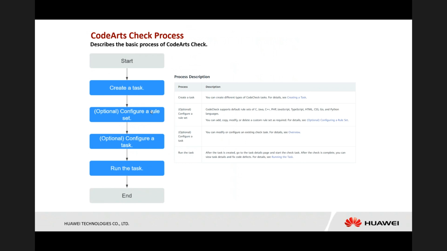You can set a threshold, maybe like 60. If it is above 60, then it passes the CodeArts Check. But if it is below, then you can set a notification for the developer to enhance or optimize the code.